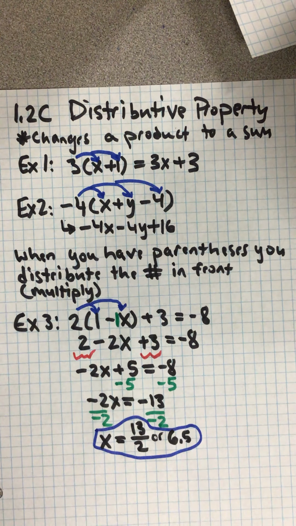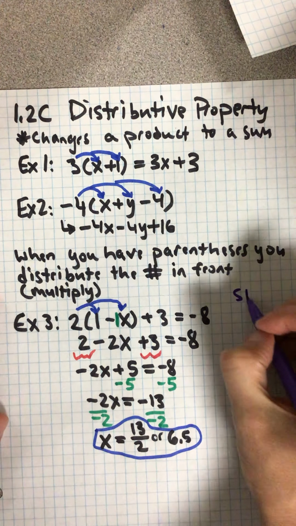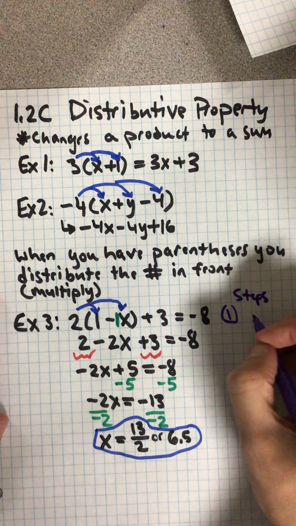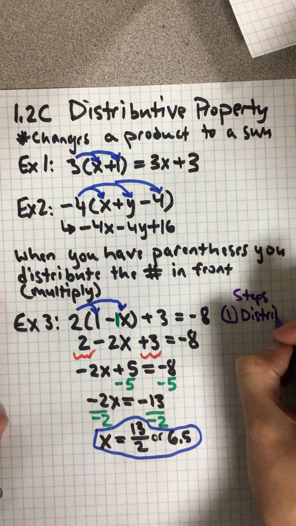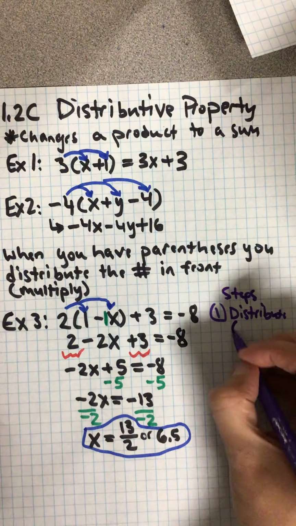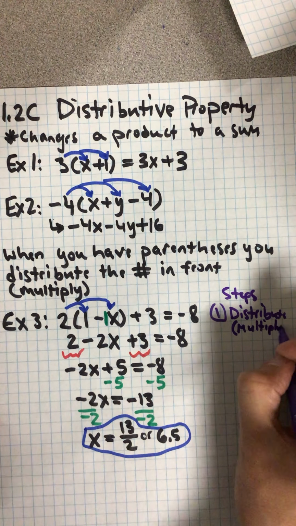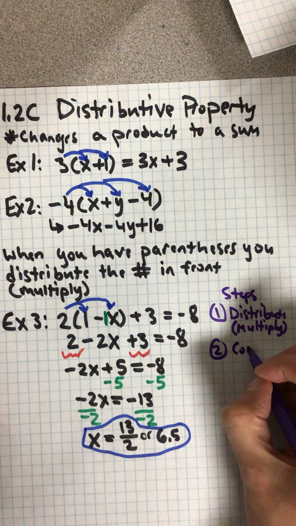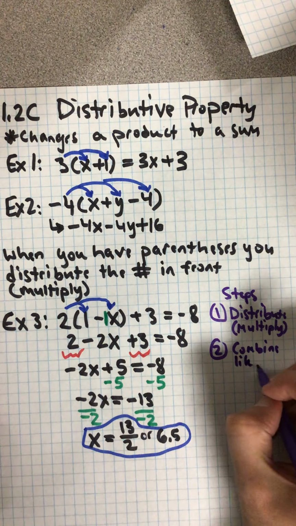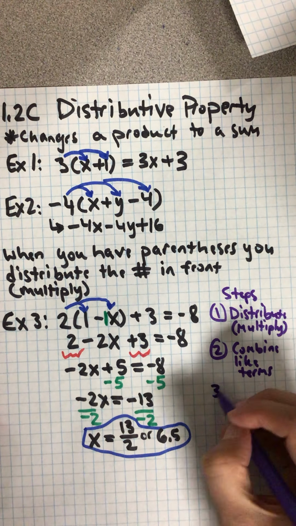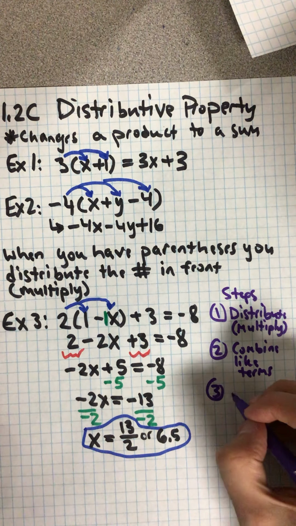And that is solving a problem involving distribution, collecting like terms, or combining like terms, and doing inverse operations. So if we were to write down all the steps that we have used thus far, our first one was distribute, which is also known as multiplying, or multiply. Step 2 was combine like terms. And finally, our step 3 was inverse operations.